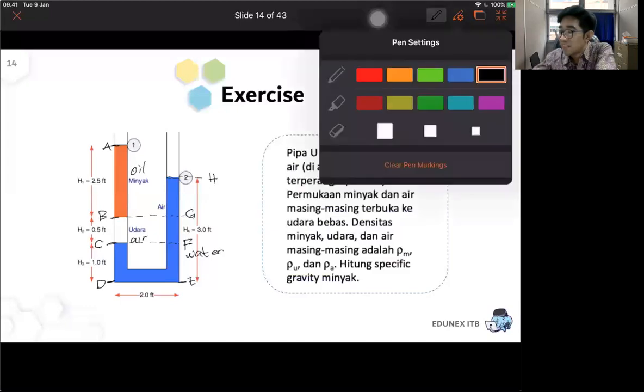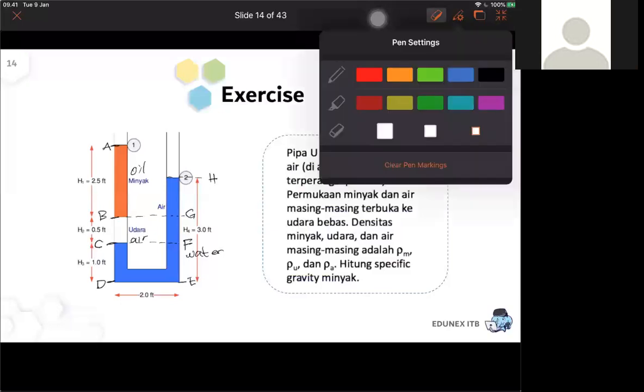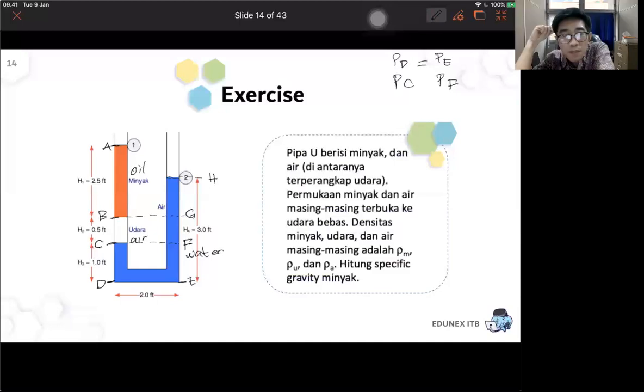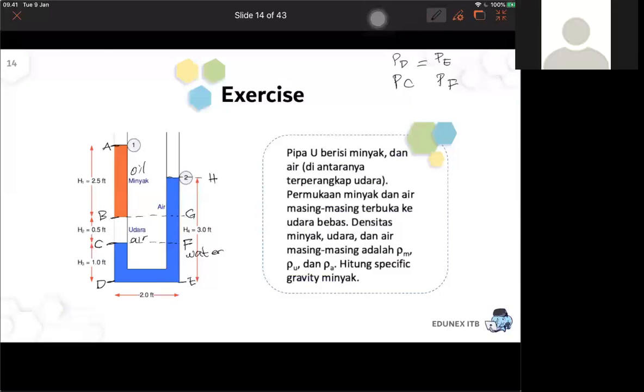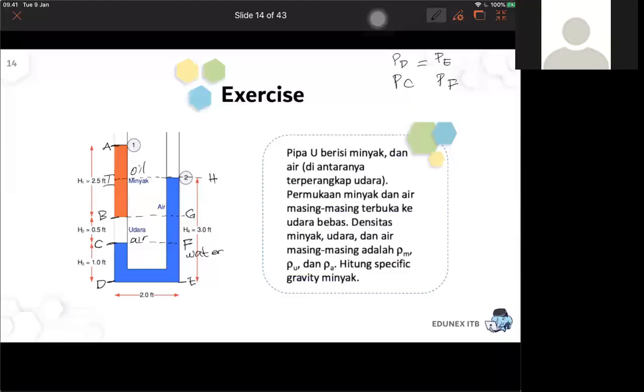I think different, sir. Yep. Is the pressure at point C and point F the same? I think it's the same, sir. Why? Because it's still in water, and the height is the same. Yes, and the height is the same. Okay.